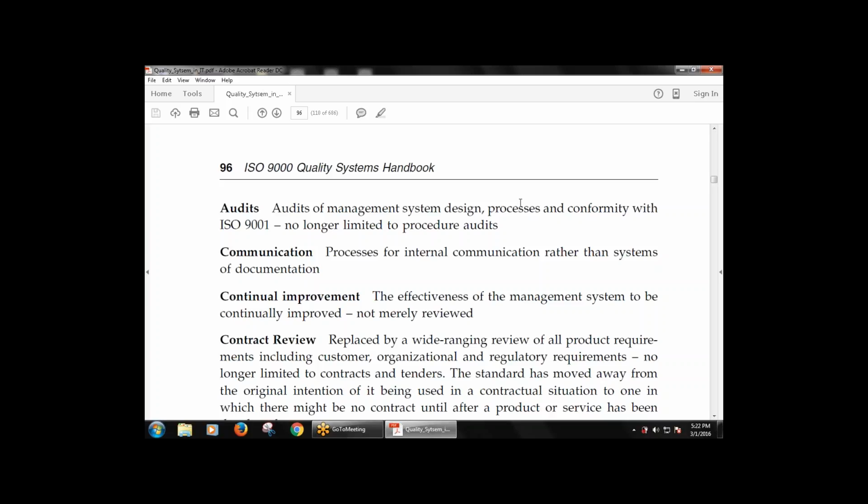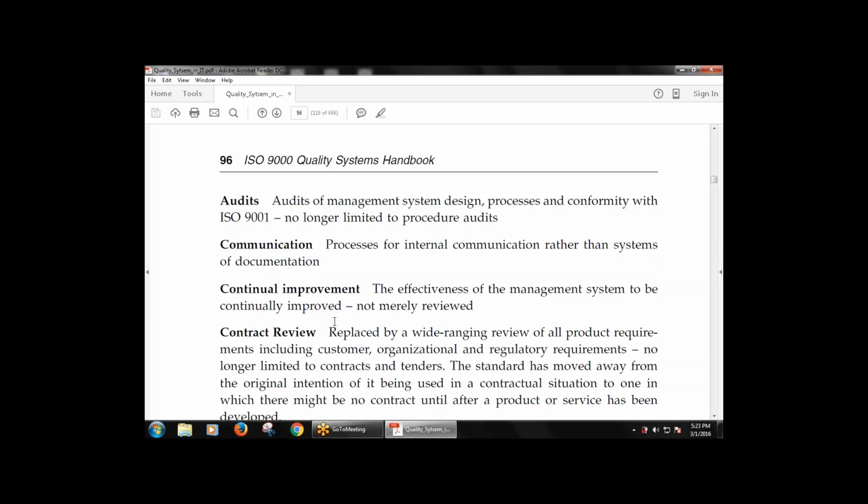Then communication. Processes for internal communication rather than the system or the documentation. So there is no documentation part, but only the communication that is used internally. Then continual improvement. The effectiveness of the management system should be continually improved, not merely reviewed.